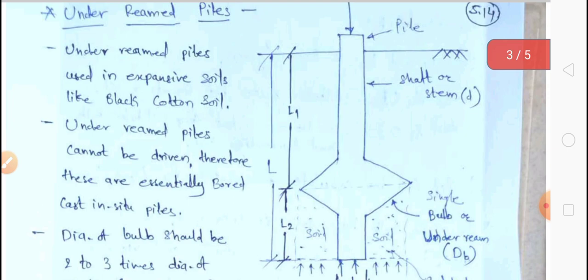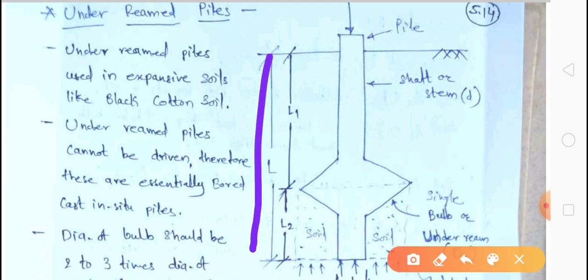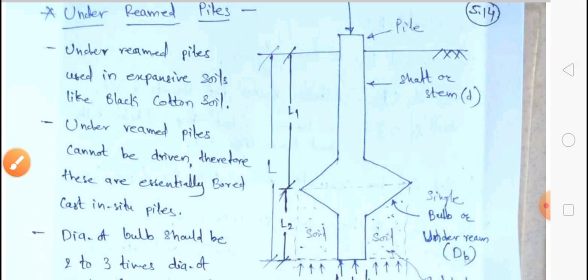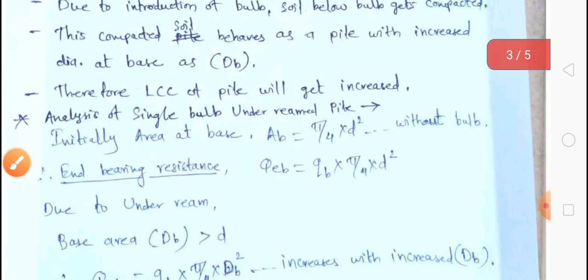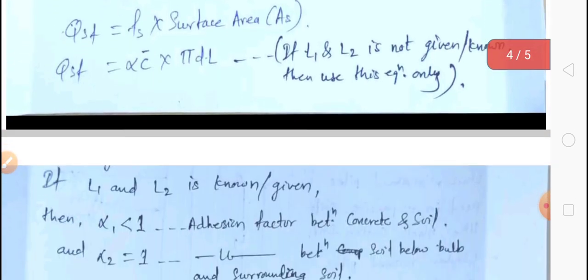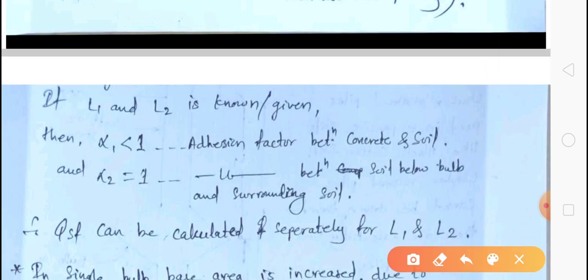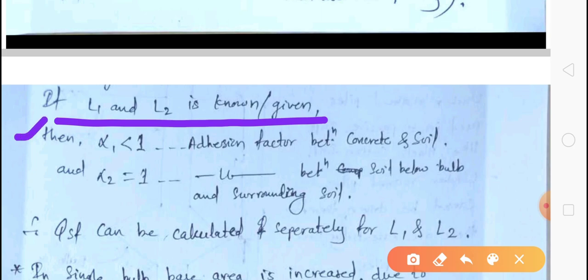This is the length of pile, the total length of pile. But if you know L1 and L2, that is, after the provision of the bulb, if you know the different lengths L1 and L2, then you can use different alpha 1 and alpha 2.